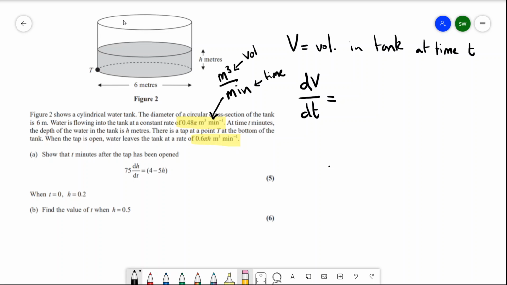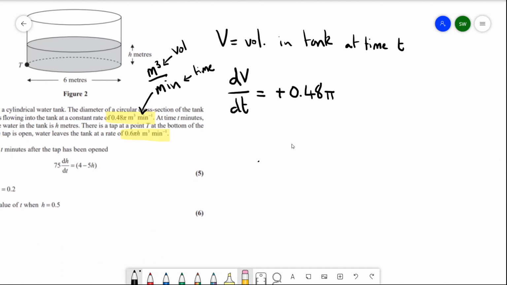So water is flowing into the tank at this rate. So that means that in a given amount of time, the volume is going to increase, so this is positive, by 0.84 pi meters cubed per minute. But water is also leaving the tank at this rate. Now, because water is leaving the tank and it's going to make the volume go down, we need to subtract this amount of water that's leaving the tank per minute. So that's 0.6 pi h.